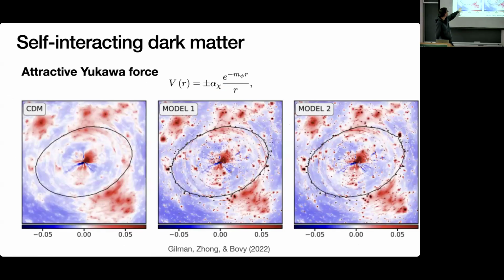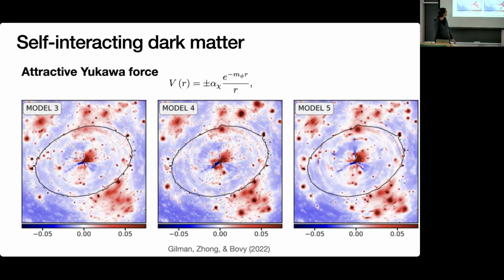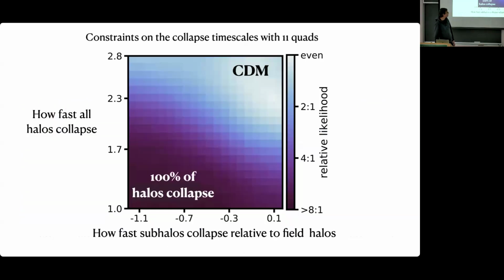And so here's CDM. Again, nothing much is happening. And then in these SIDM models, you can get very strong effects on the lensing. Here's a bunch more. Typically, you really strongly perturb the critical curve, and so you can get very strong deviations from what you expect.